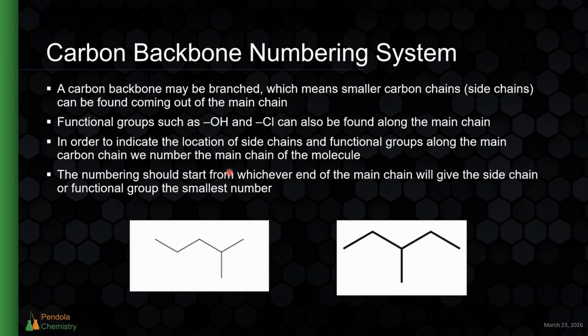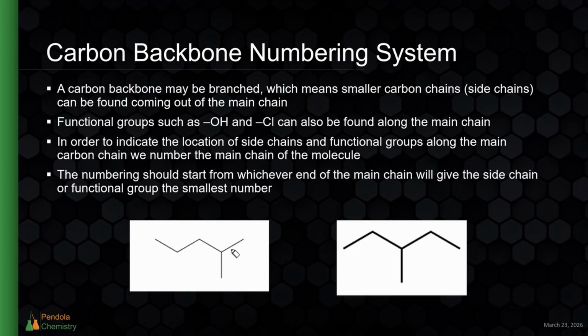In order to indicate the location of those side chains or the location of the functional group, we are actually going to number the main chain of molecules. So we're going to grab all the carbons in the main chain and we're going to number them. The numbering should start from whichever end of the main chain is going to give the functional group the smallest number. So for example, if we have this, the main chain is always going to be the longest one. So by that logic, we could have the main chain be, and I'm going to highlight it here.